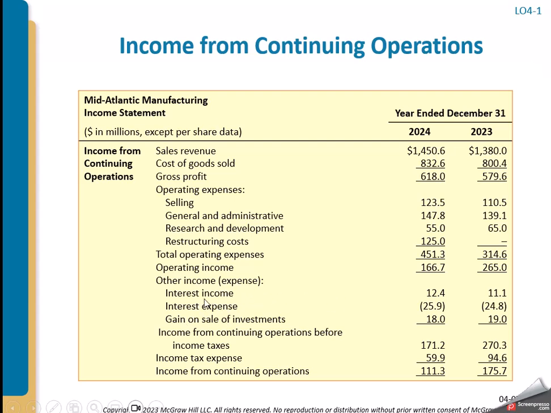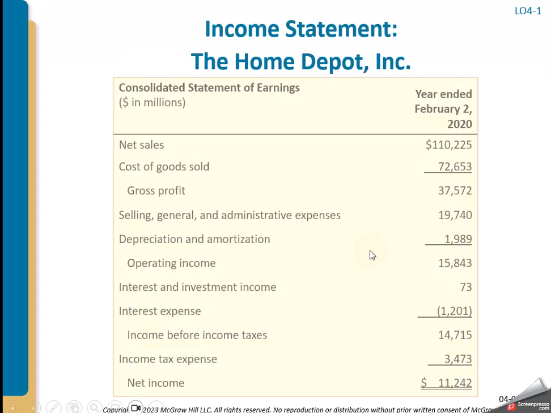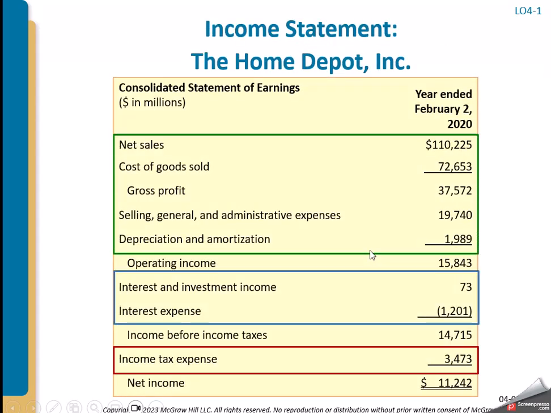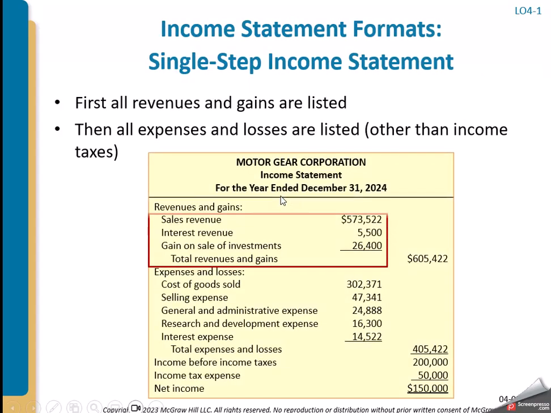Notice when you go down here to the other income, interest income, interest expense, and gains are all very common to have. They are non-operating items, but they're very common. And then another example, again showing you the same thing: operating, non-operating. And then a single-step income statement is the easiest. It just totals all your revenues, totals all your expenses, and then you calculate your net income.